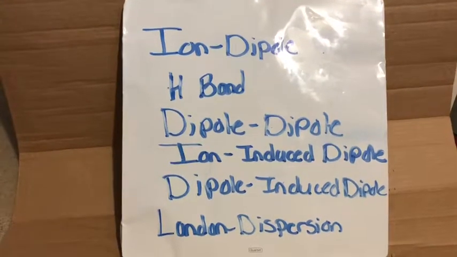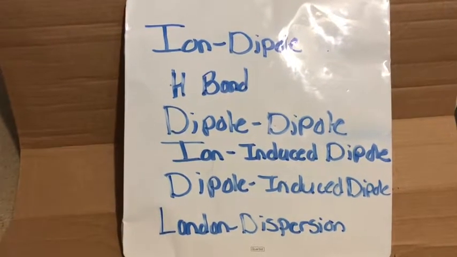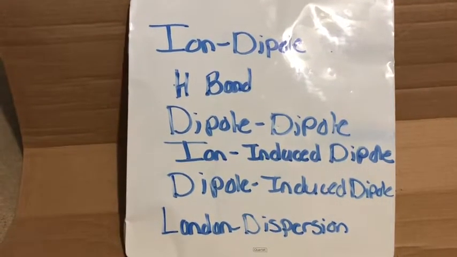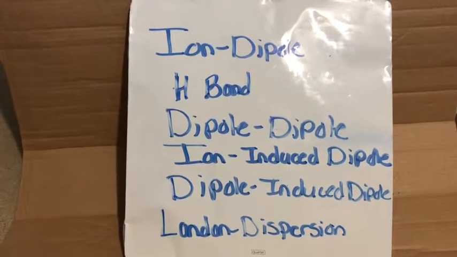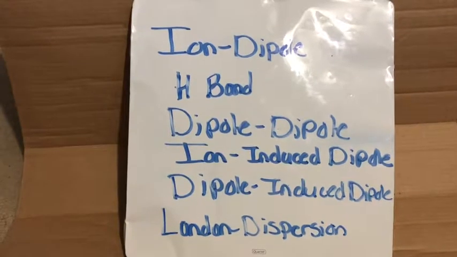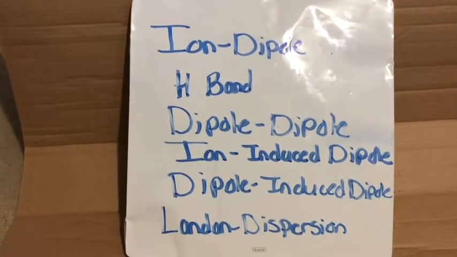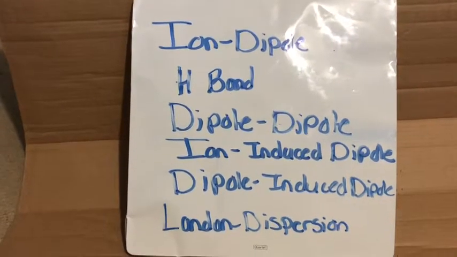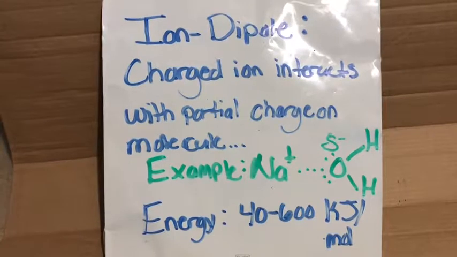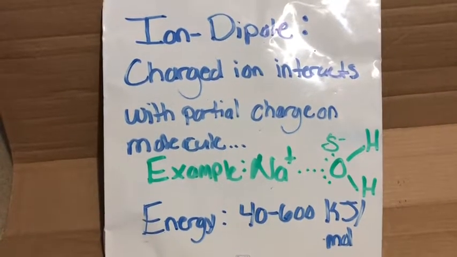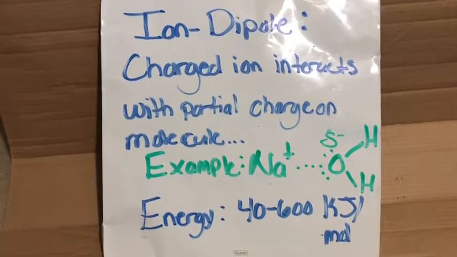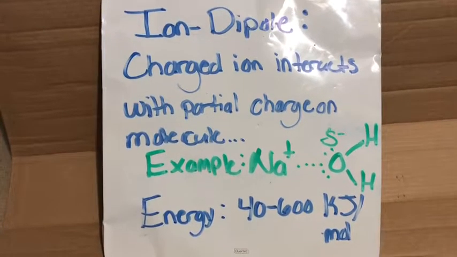Intermolecular forces are categorized in 6 different categories. From top to bottom, strongest to weakest, we have ion dipole, hydrogen bonds, dipole-dipole, ion-induced dipole, dipole-induced dipole, and London dispersion forces. Ion dipole intermolecular forces are characterized by a charged ion interacting with a partial charge on a molecule.